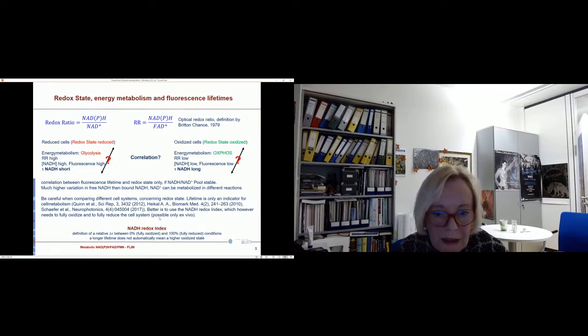However, this NADH redox index obviously cannot be used in in vivo systems. It can only be used in ex vivo systems. Only cells can be fully oxidized and fully reduced, but animals or complicated systems, maybe even patients, cannot be fully oxidized or reduced to define this relative delta tau. It would be a nice index, but it's not working in real life.